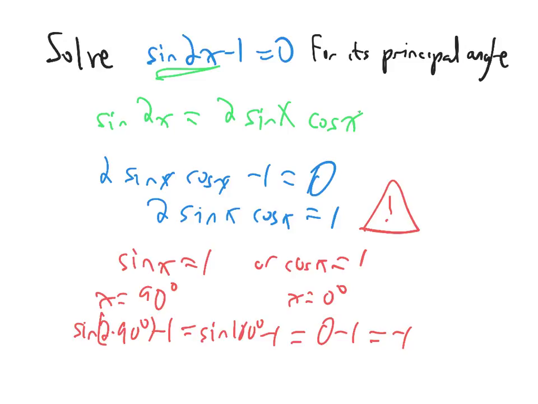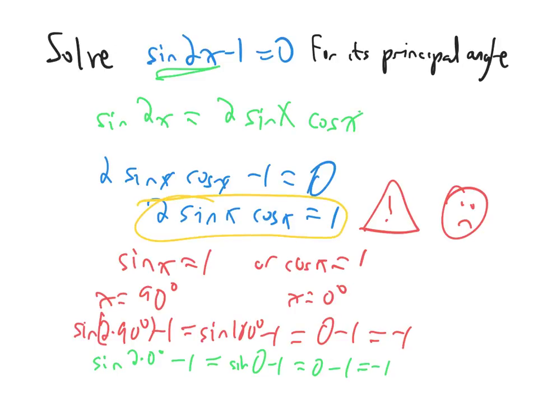And if we try the other one, sine of 2 times 0 degrees minus 1, which is sine of 0 minus 1, which is also 0 minus 1, or minus 1. So it looks like something's gone wrong, that algebra has failed us, or trig has failed us, or something has failed us. But what's actually gone wrong is that you really can't use this as a factored thing because it doesn't obey the actual mathematical principle.